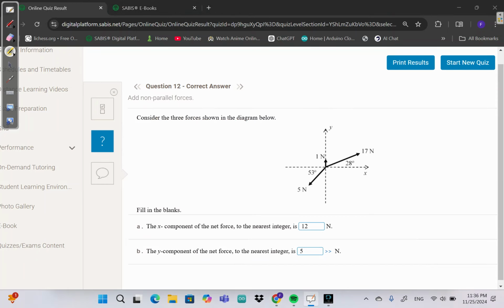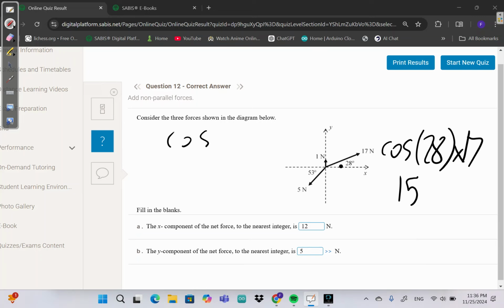Okay, we're going to use the same rules basically. The x component of the net force. So we need to find the x component of the first force and the x component of the second force. Let's start with this force. The x component we said is going to be cosine of the angle times the force. So we do this on our calculator. Cosine of 28 times 17. We'll get 15.